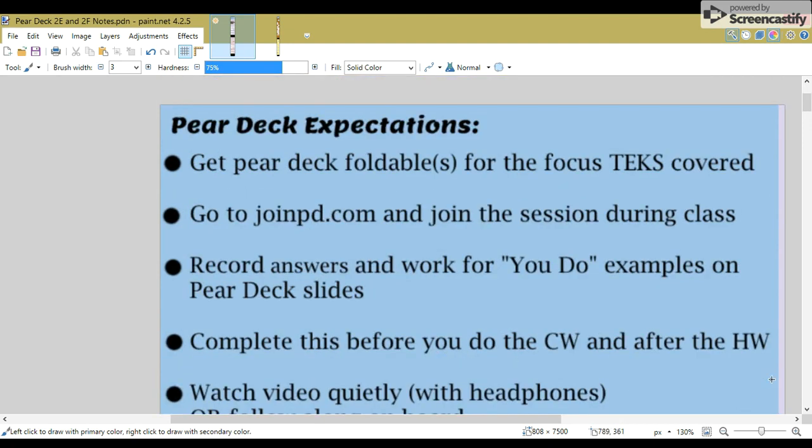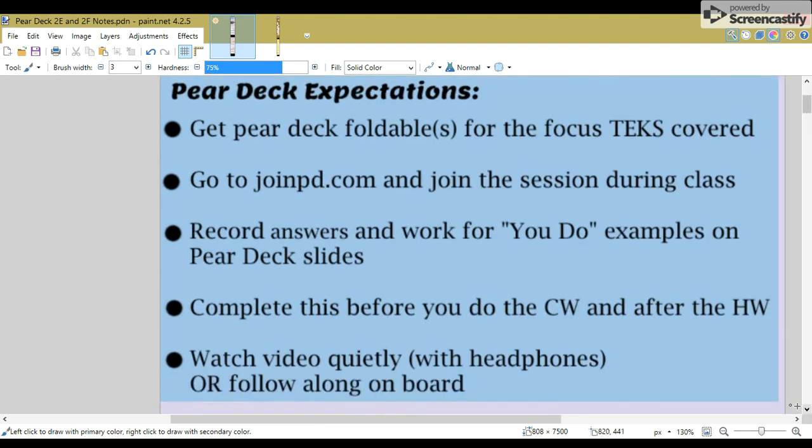Before we start, let's go over the Pear Deck expectations. Get your Pear Deck foldables for the Focus Tasks covered. Go to joinpd.com and join the session during class. Record answers and work for your You Do examples on the Pear Deck slides. Complete this before you do the classwork and after you do the homework. Watch the video quietly with headphones or follow along on the board.